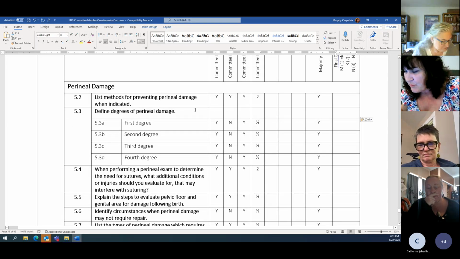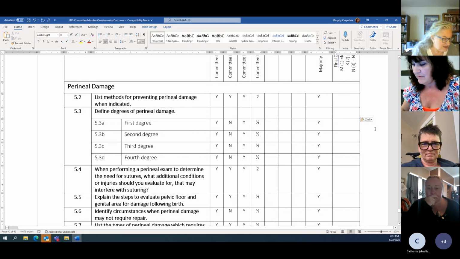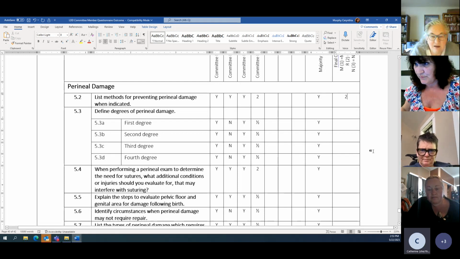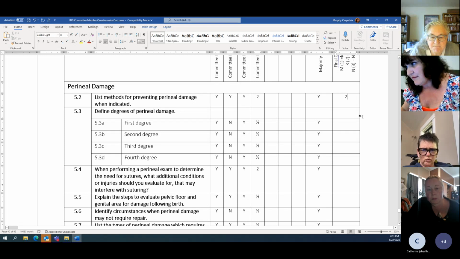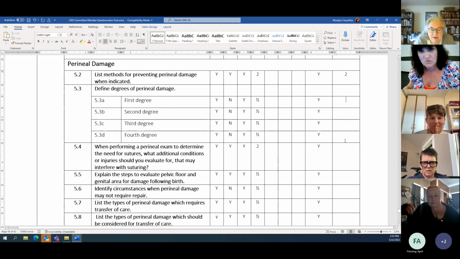List methods for preventing perineal damage when indicated. Everybody said yes with a 2. Sure. And define degrees of perineal damage. We're on the border of 1s and 2s here. What would we like to do? I think I say 1s. 1s. I agree.